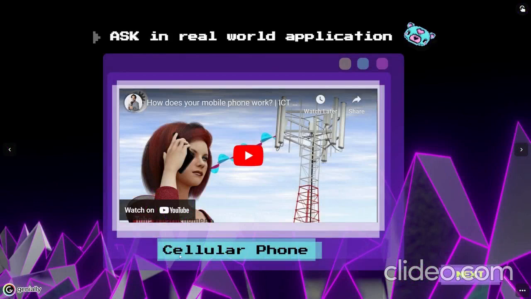So next, we have ASK in a real world application, that is the cellular phone. So let's watch the video of how it works.